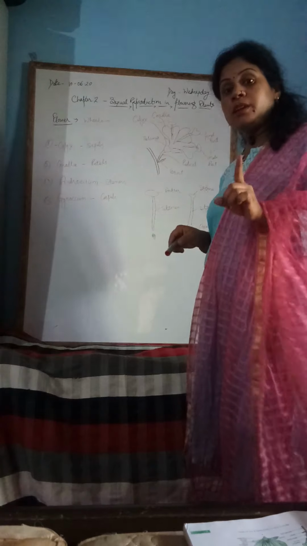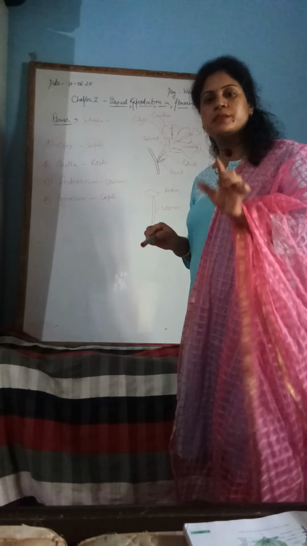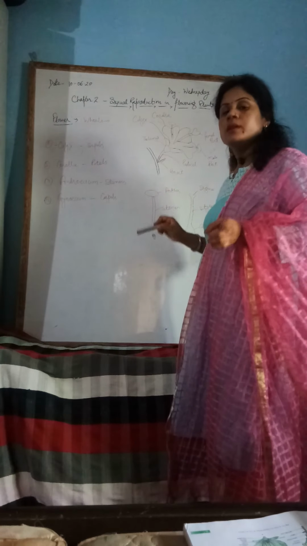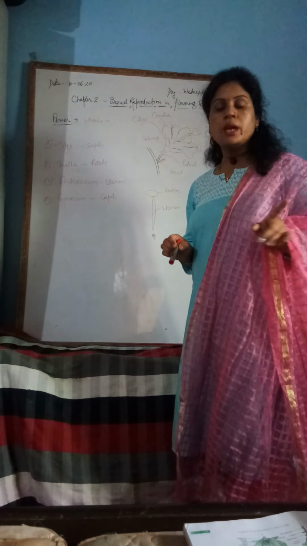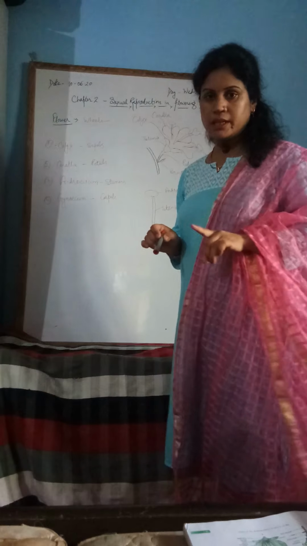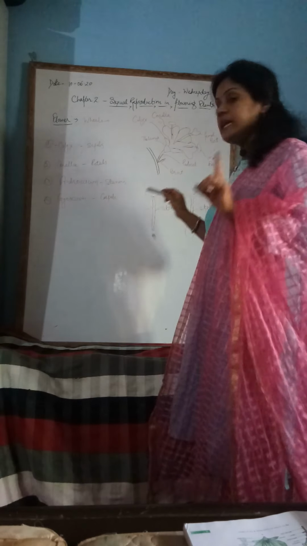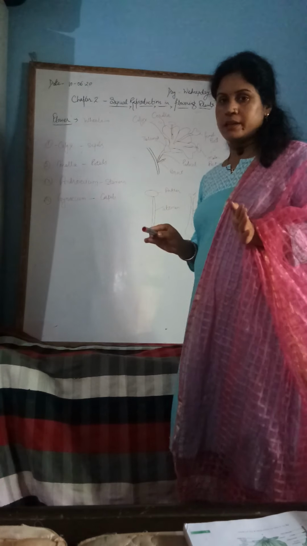At the base of the pedicel there is a small leaf-like structure which is called bract. Some flowers have bracts but some do not. The bract-bearing flowers are called bracteate, and those which do not have them are called ebracteate. So here is a presence of bract, so this is a bracteate flower.